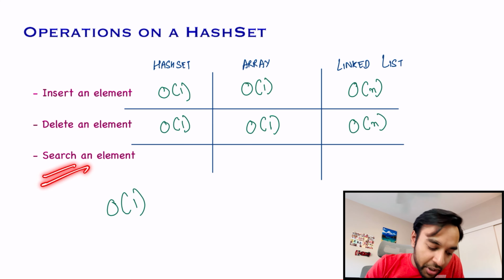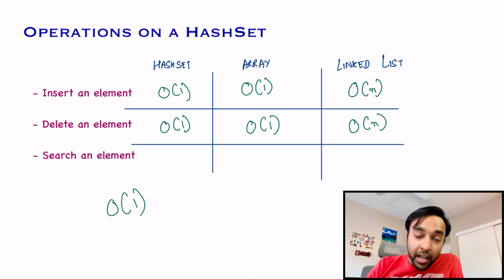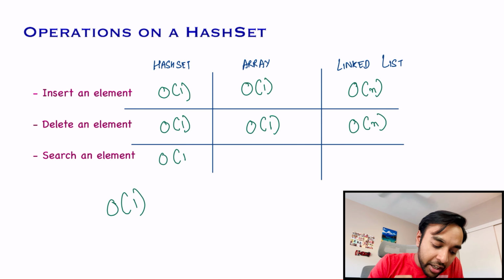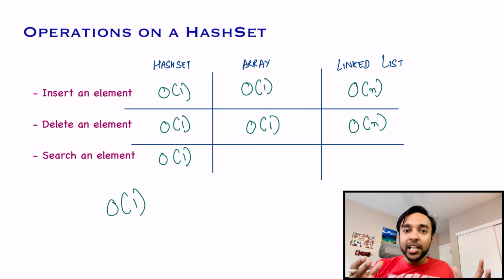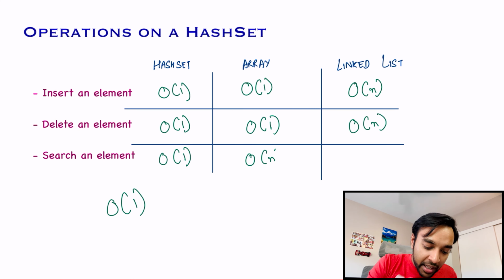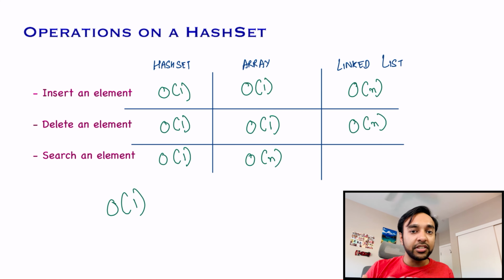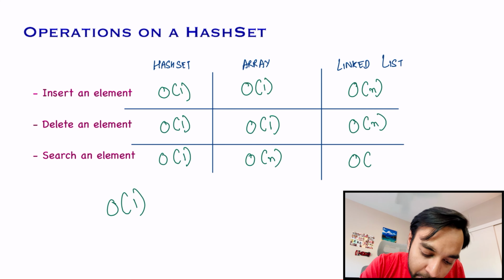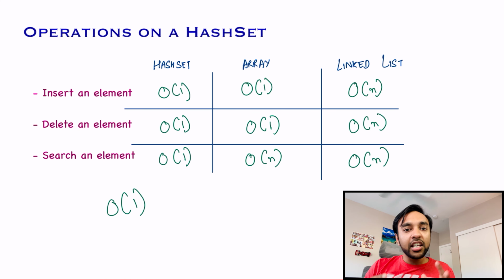Let us look at the third operation now, searching an element. To search elements in a HashSet, that also happens in order of 1. You just say, okay, is an element present, and it will tell you yes or no. But how do you search for an element in an array? You have to scan the entire array, correct? And that means order of n. And similar is the case with a linked list. You have to scan your entire list just to determine if an element is present or not. So once again, your time complexity will be order of n.